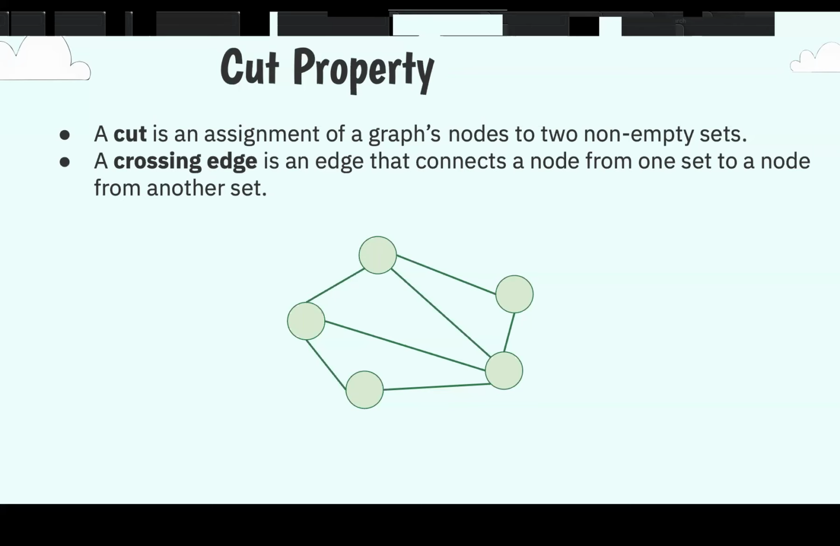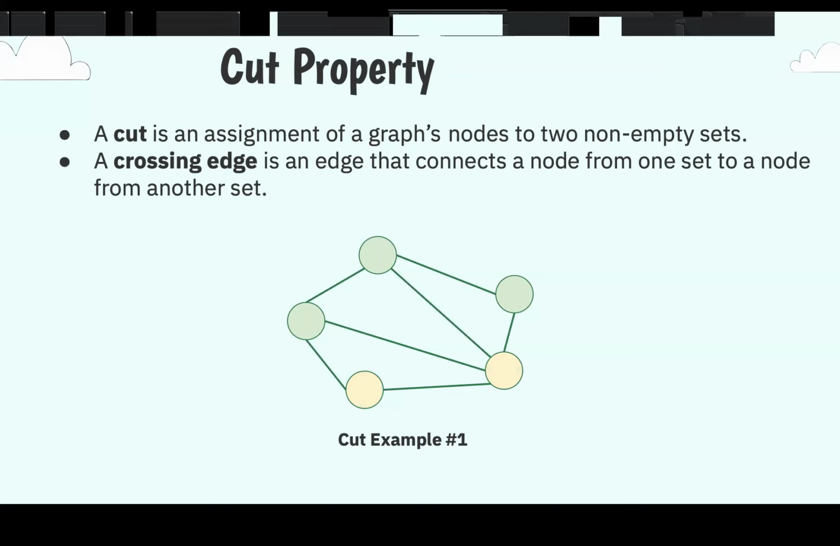So what is a cut? Well, on the slide, it says, an assignment of a graph's nodes to two non-empty sets. What I like to think about it is you're just arranging these nodes into two separate groups, right? So for instance, in this cut, this is one example of a cut where we're just placing the top 3 nodes into this green group and then the bottom 2 nodes in this yellow group.